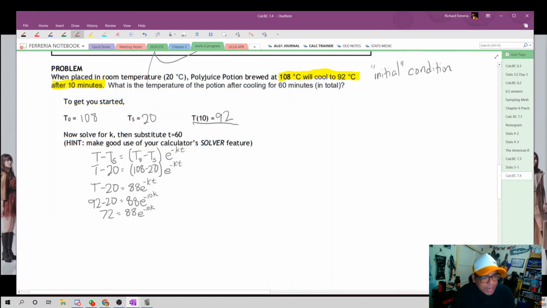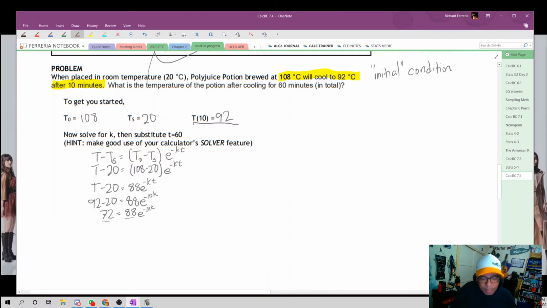And what this says right here is that at 10 minutes after we take our potion off of the fire, the difference between the polyjuice potion and the air temperature is 72 degrees. And the initial difference between the polyjuice potion and the air temperature was 88 degrees. So we're at exponential decay with respect to this temperature difference between the potion and the room temperature. And from here, the solving is kind of routine, kind of what we've done normally.